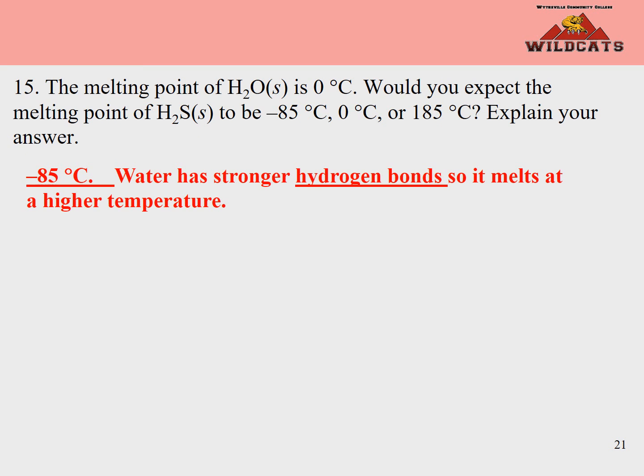If the melting point of water is 0 degrees Celsius, would you expect the melting point of H2S to be minus 85, 0 degrees, or 185? Well, it's not going to have any hydrogen bonds. Okay, so it's only going to be polar, which means it's going to have a melting point that is less. And because water has those hydrogen bonds, it's going to have a really high melting point compared to the H2S. And so we would guess that it's around minus 85 degrees Celsius because of those stronger hydrogen bonds in water.